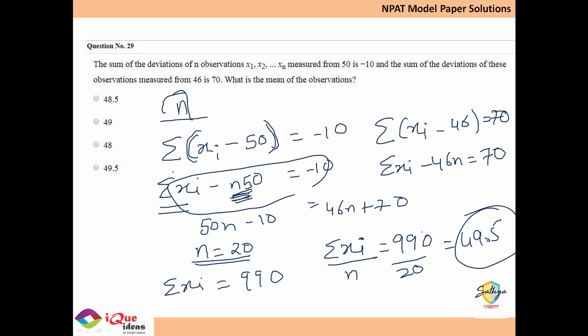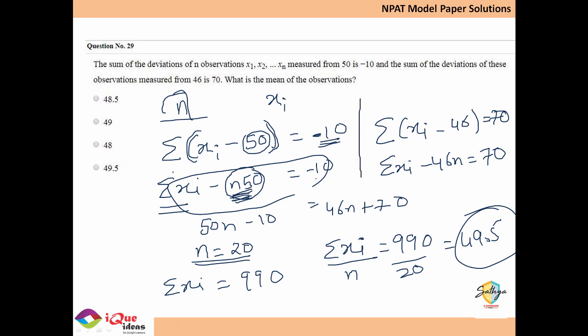So if you understand statistics, you will understand what this is. If not, then here's a quick recap. For every term, x of i is nothing but the observation. So every observation minus 50, right? Measured from 50, 50 is the comparison figure. So when I'm taking the difference, the sum of the differences is minus 10. So sigma xi minus n times 50, because there are n observations, is minus 10.